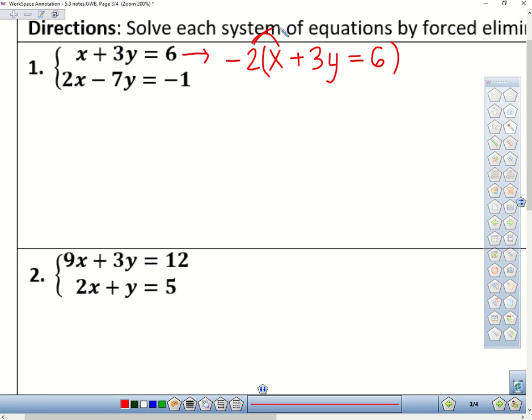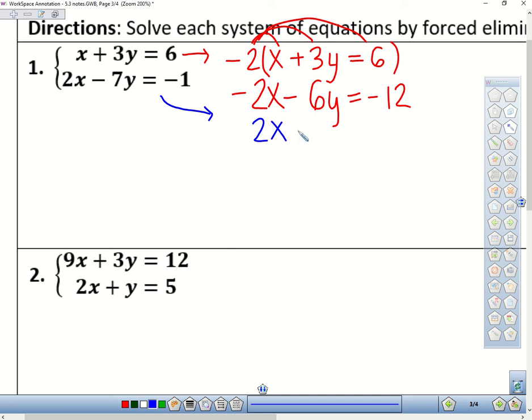So what I'm going to do here is I'm going to use the distributive property and multiply all three of those terms by the negative 2. That's going to come out to be negative 2x minus 6y is equal to negative 12. So that is the result of my multiplication. Now you're going to take the bottom equation and you're going to rewrite it so that it sits directly underneath the one we just did. Just like this.